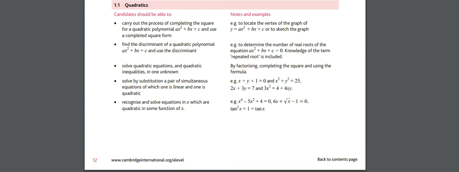So we're going to move to the second point now of the syllabus within the Cambridge CIA Unit 1. The second point says: find the discriminant of a quadratic polynomial ax squared plus bx plus c, and use the discriminant. It's giving an example: to determine the number of real roots of the equation ax squared plus bx plus c, and knowledge of the term repeated root is included. So it's quite a simple topic, but it covers quadratic equations in a bit more detail.